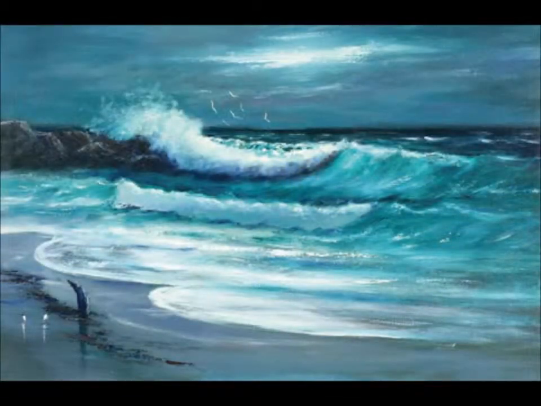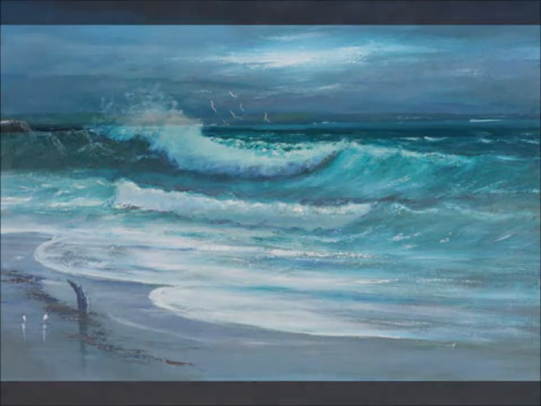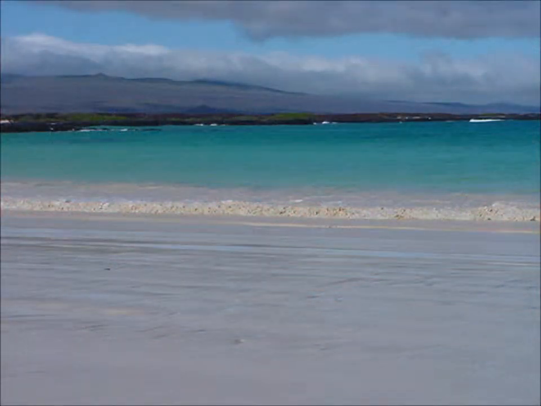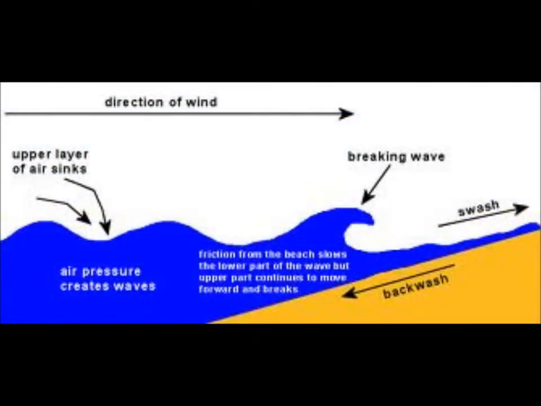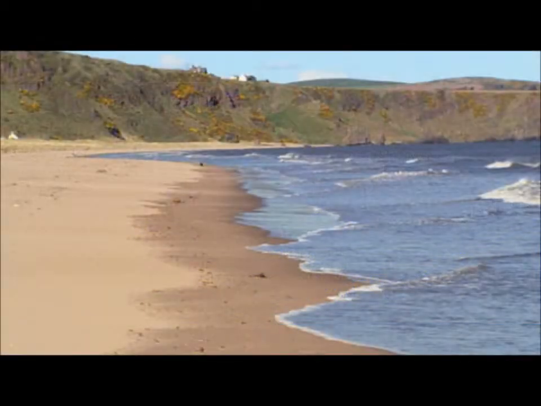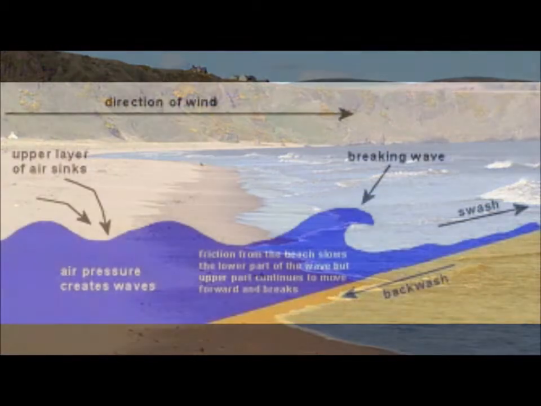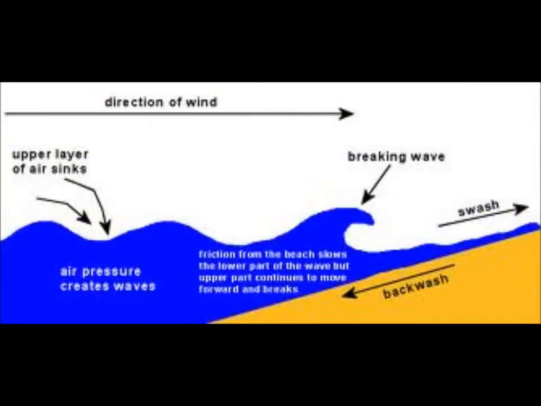When a wave reaches the shore, it breaks and the water runs up the beach. This is called swash, and its direction depends on the direction of the wave, which in turn depends on the wind. When it has run out of energy, the water returns down the beach as backwash. The direction of backwash depends on gravity.